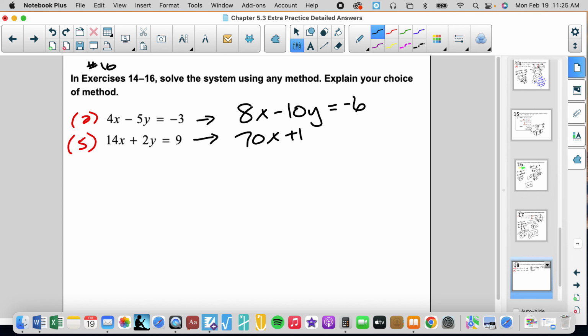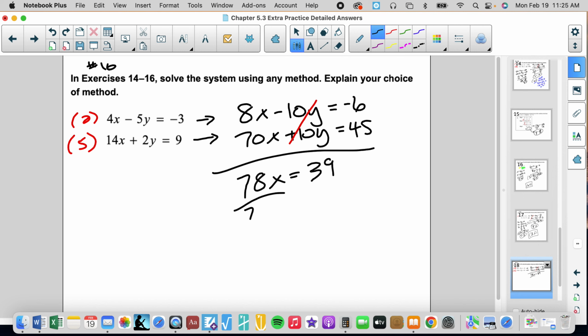70x plus 10y equals 45. 78x, the y's cancel, equals 39. 39 over 78, I'm pretty sure it equals 1/2. Just checking, yes, it does.